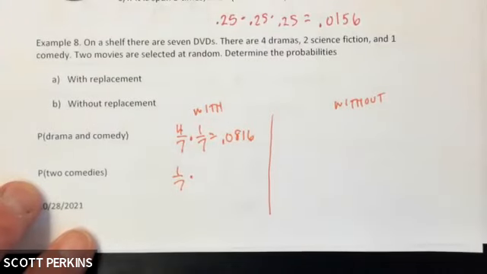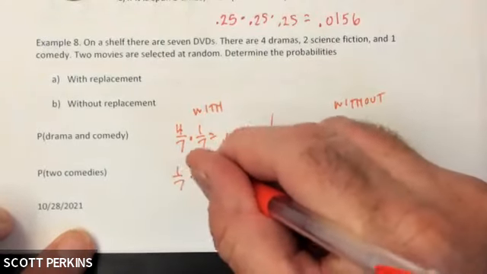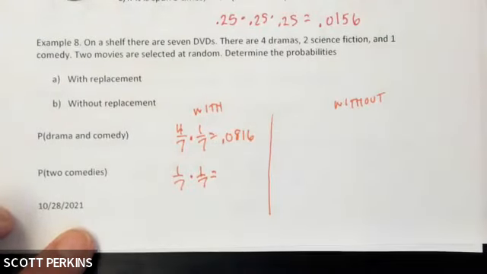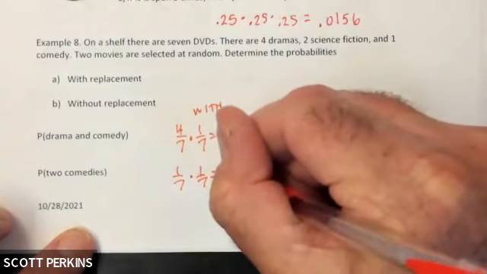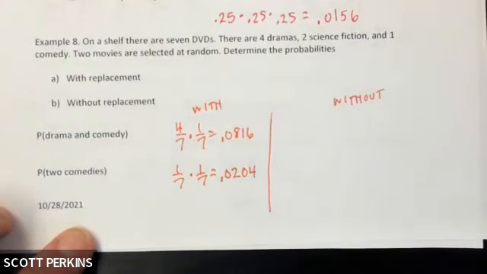2 comedies. The probability I pick a comedy the first time you just told me is 1 out of 7. I replace that, so the probability I pick a comedy the second time is, yep, does not change. These are independent events because the probability of the first thing happening does not change the probability that it happens the second time, and so I get 0.0204. So far, so good?